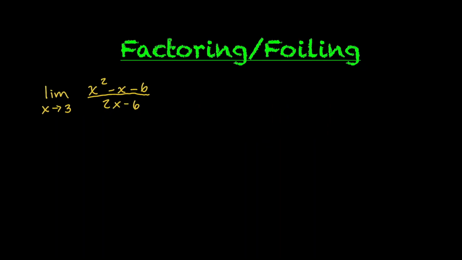So now let's take a look at some more examples of the 0 over 0 case. It's probably the most common one you're going to run into. And again, the first thing you want to do is plug this in. 3 squared minus 3 minus 6 is 0 on the top, and 2 times 3 minus 6 is 0 on the bottom. So this is the 0 over 0 case. And again, that means we want to simplify. So in this case, how do we simplify x squared minus x minus 6 over 2x minus 6?